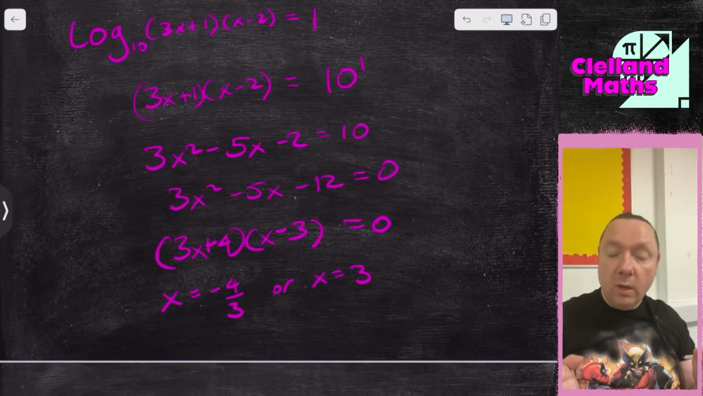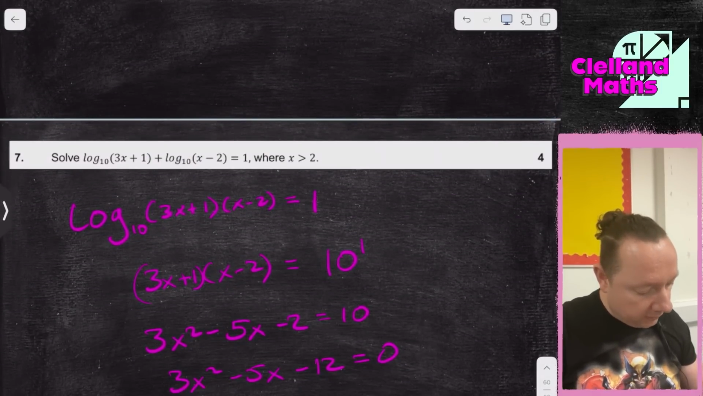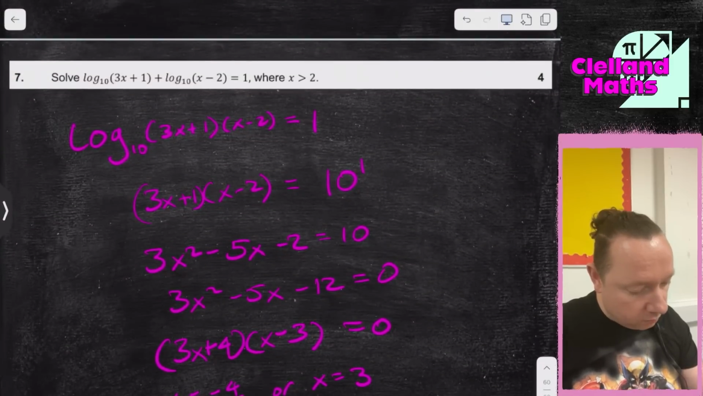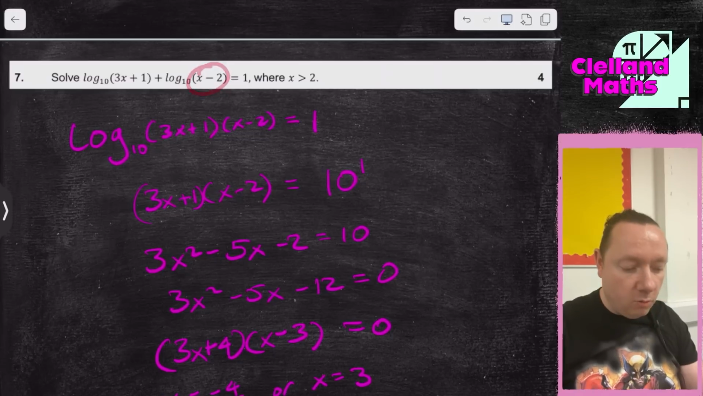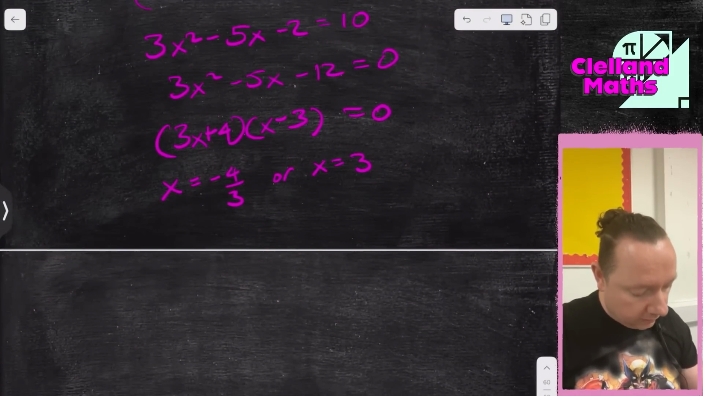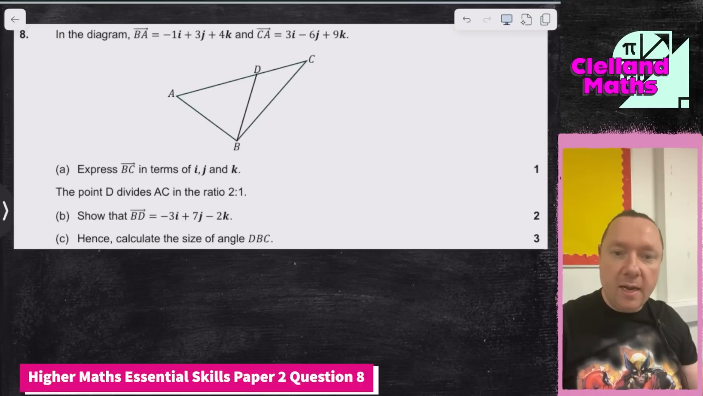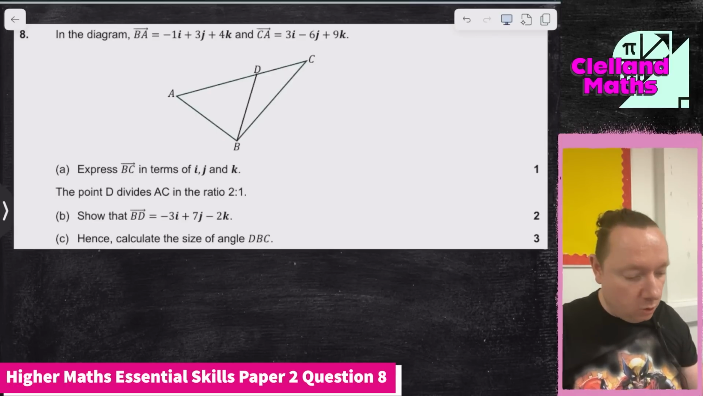But remember, when you're working with logs, you need to watch out. If I go back up here, if x was minus 4/3, I would get a minus log of a minus here, but logs are always positive. It even tells you x is bigger than 2. So that one there is invalid, so that's the only answer. And we're done there. SQA Higher Maths 2025 Essential Skills Paper 2, Question 8.